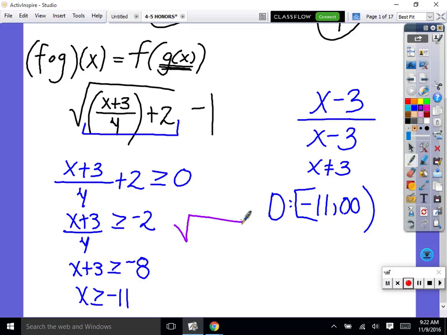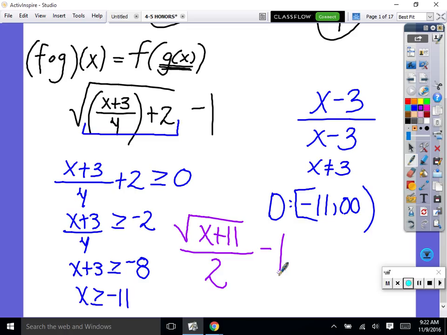The square root of, did everybody get x plus 11, and then over, okay, over 2? Does everybody see how I got that? They got a common denominator. Then on the bottom was a 4. They split the top with the bottom. The square root of 4 is 2. And then we have our minus 1.